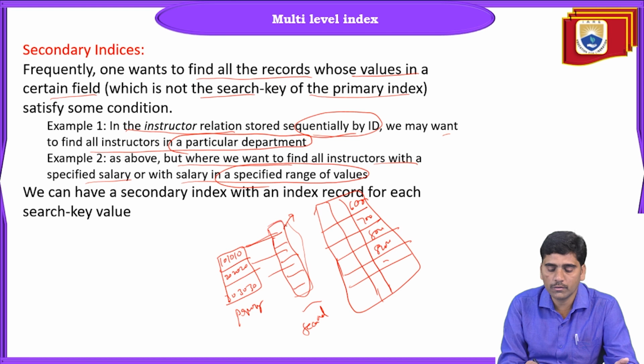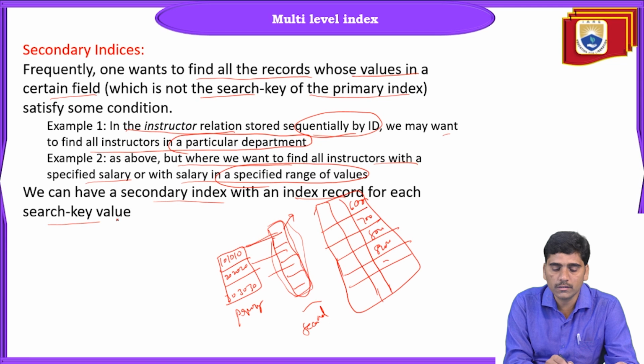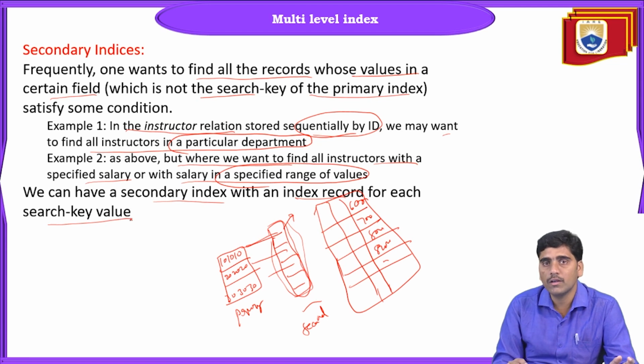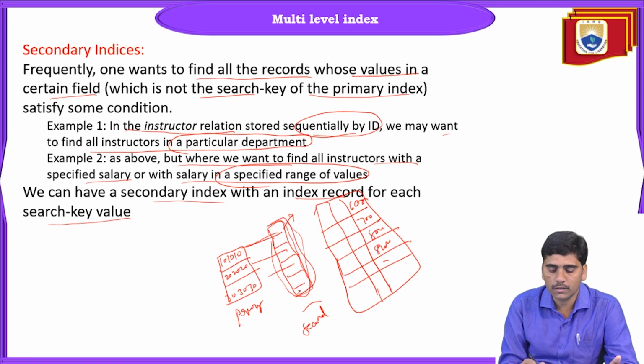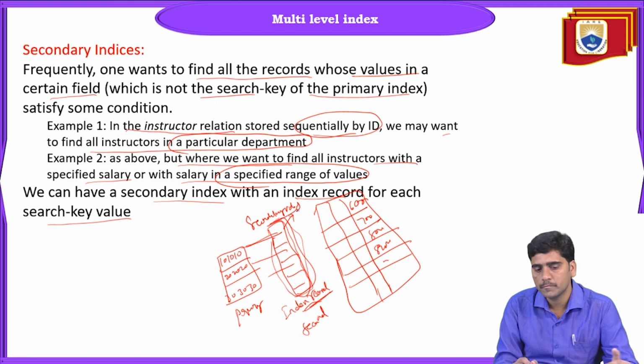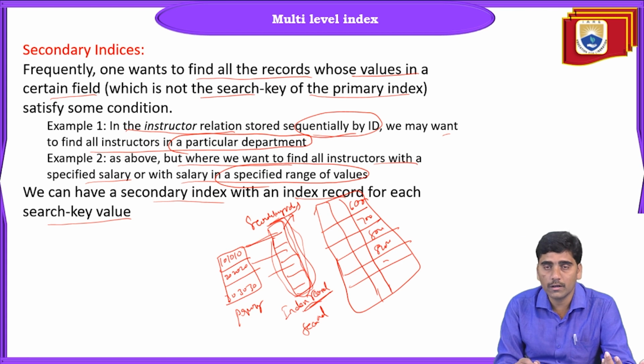So at that moment we take secondary index values. We can have a secondary index with an index record for each search key value. For each search key value you are going to maintain an index record. Each and every index record maintains its search key value. You can take the search key as instructor ID, instructor name, instructor subject, or else instructor salary.